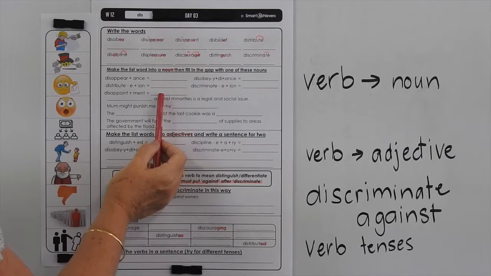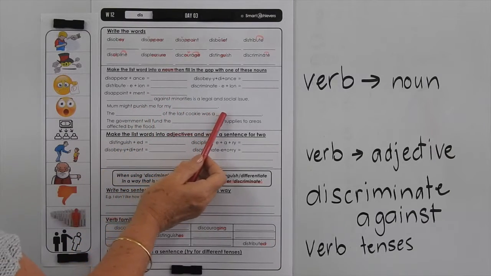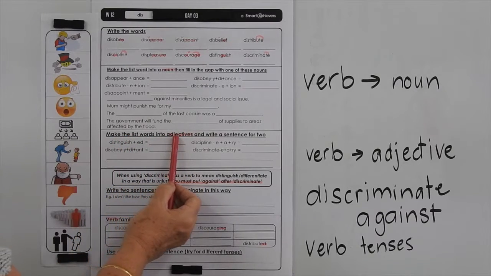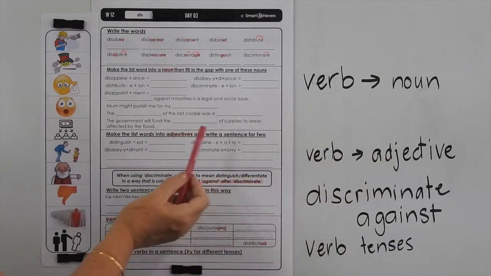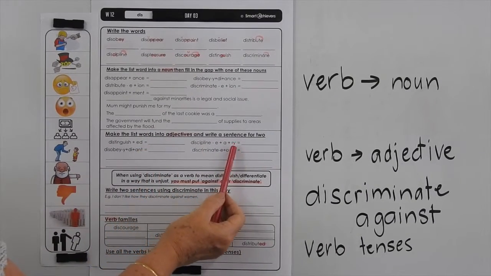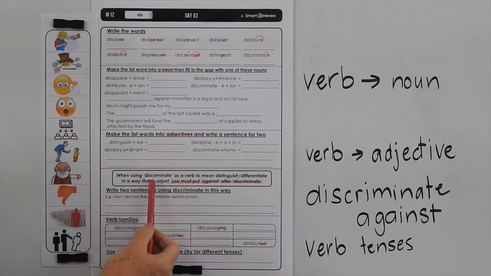So once you've made the words, then you've got to choose which word goes in to fill which space in each sentence. Now make the list words into adjectives. So now we're going from a verb to an adjective. So do take note of the endings that we're using here to form an adjective. That could also be handy in your writing in the future.